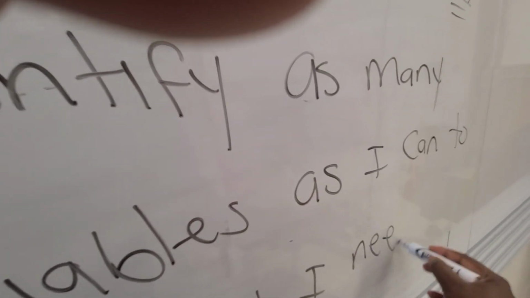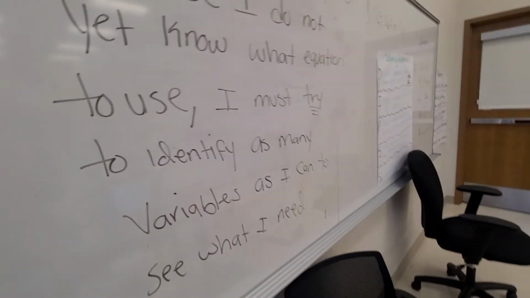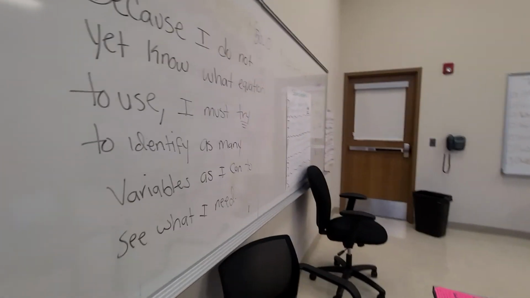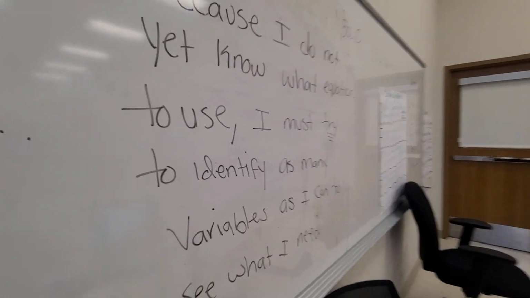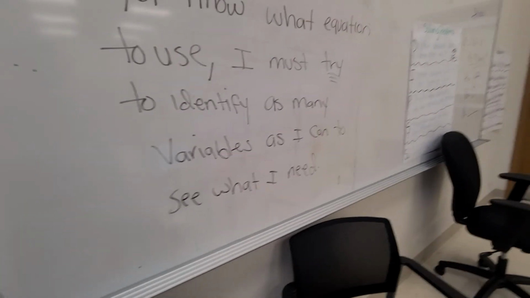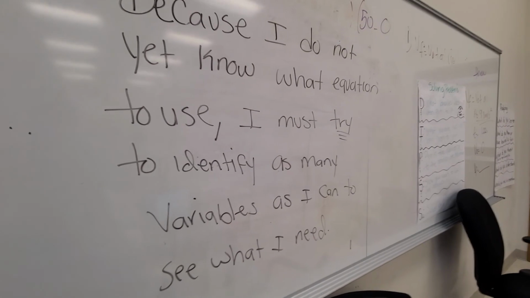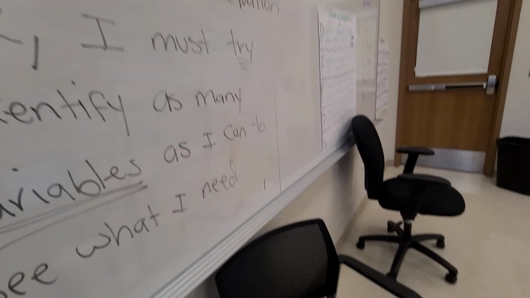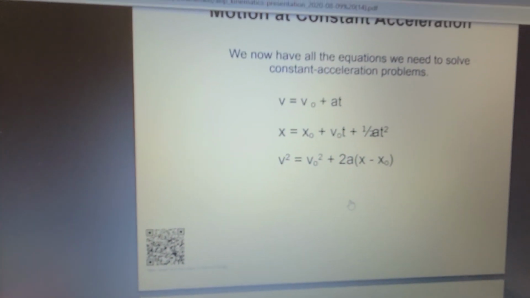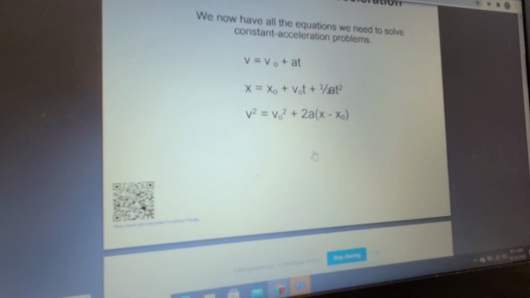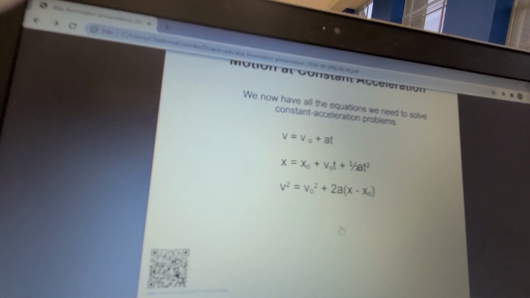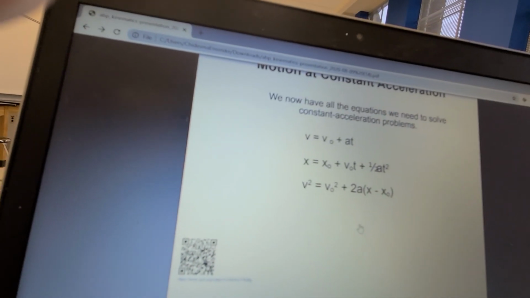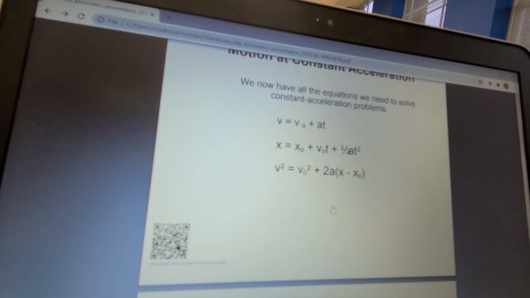Or just to see what I need, period. So I want you guys to write this down because this is going to be your little cheat sheet for when you go into the problems. It's important that you identify as many variables as you can. How many variables did we just write down that we actually identified? We identified 6 variables total that were in all 3.